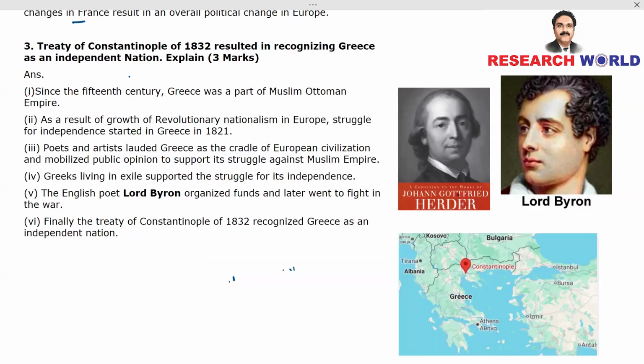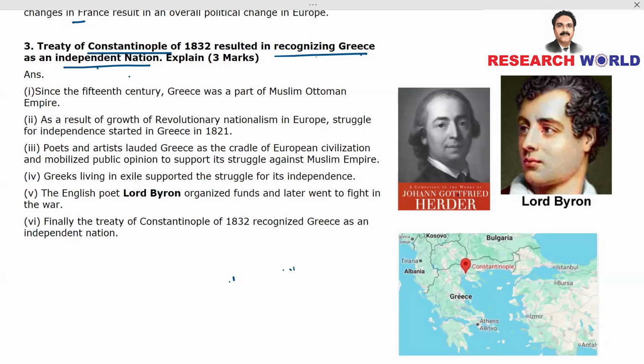Now we'll move on to the third question. Treaty of Constantinople of 1832 resulted in recognizing Greece as an independent nation? Explain. So we have got three key words for this question: Treaty of Constantinople, recognition of Greece, independent nation.